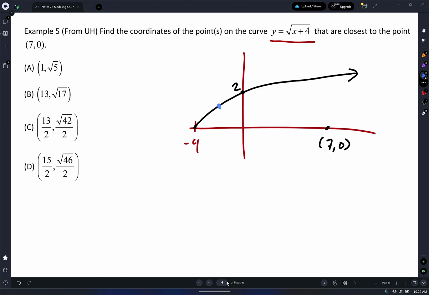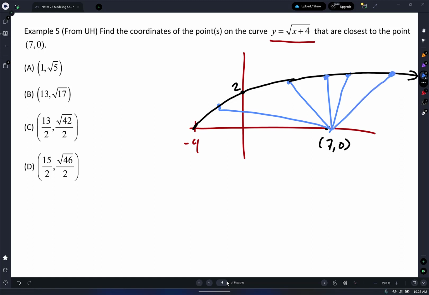The point is not way over there. Is this the point that is the closest to (7, 0)? Is it this point? Is it this point? Let me extend. Is it this point right here? Which one is it? It could be any point on this curve. So do we understand the question? They want the shortest, if I call this distance, they want the shortest distance. Cool or not cool?